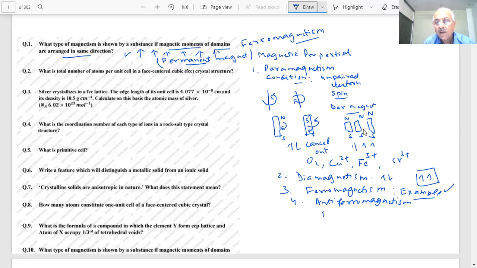Anti-ferromagnetism. Here, cancelled. Example: give the name of the substance which shows anti-ferromagnetism, student. The question was given in one of the papers. What is the example? MnO.